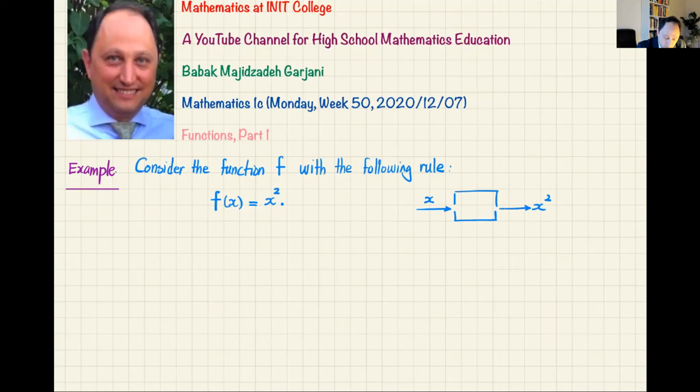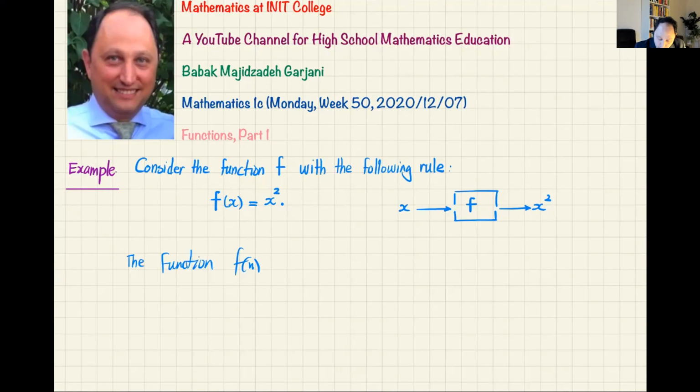So let me put x here. You send x here, some operation is being done in this box, and what you get out is x squared. This box itself is f. Some books, it's not correct 100%, say the function f of x. You see, f of x is not the function itself. F of x is the product when the input x is being processed by the function itself.